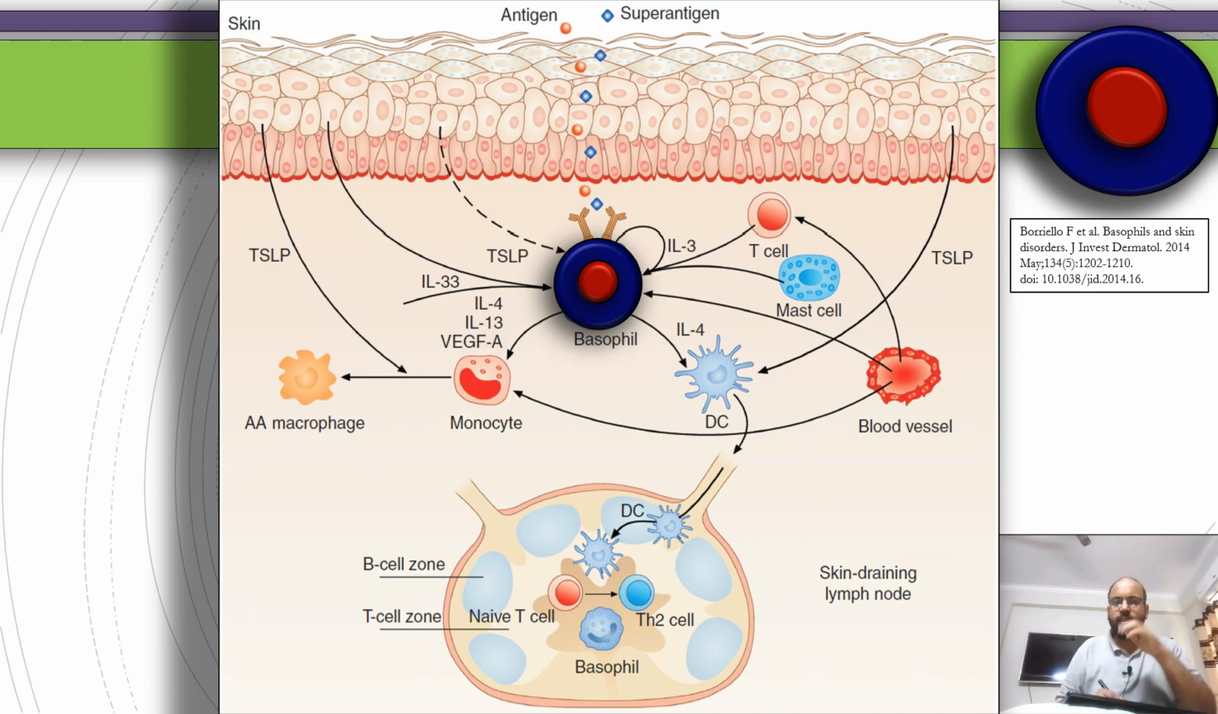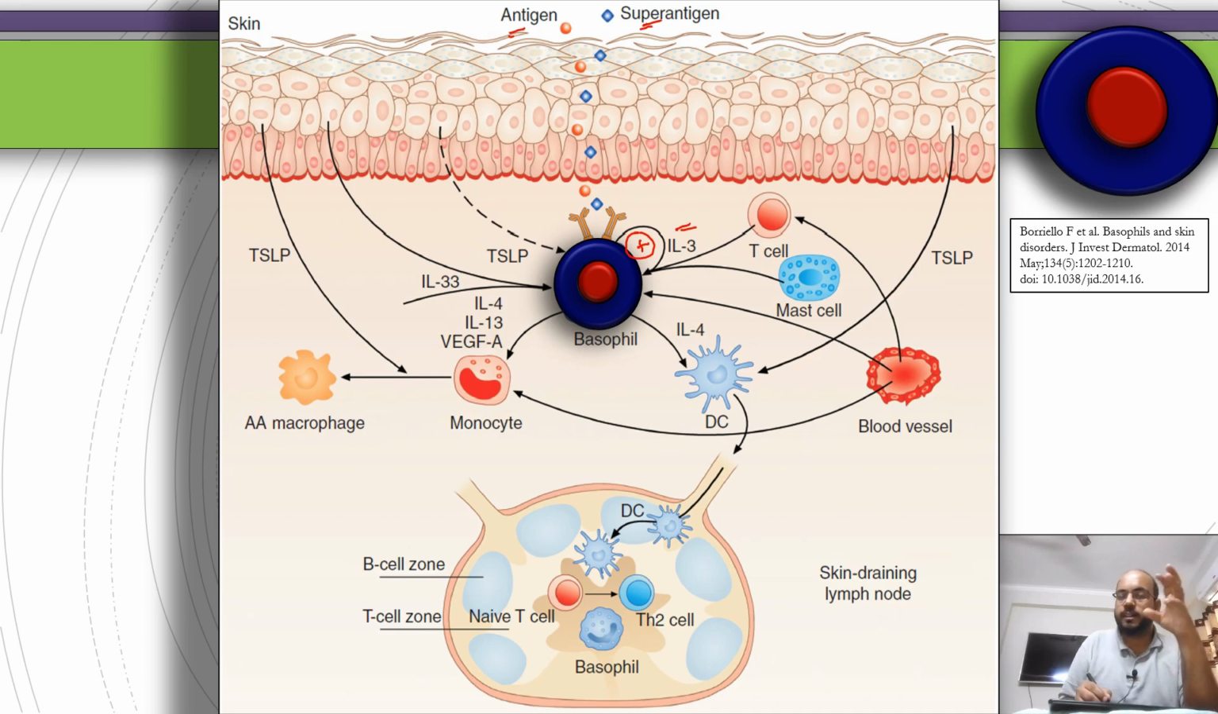Okay. Now this picture is very good. It summarizes all the functions and the physiology of action of basophils. Normally, what basophil does is, upon stimulation by antigens and superantigens, which are just protein molecules derived from the organisms on the skin, basophils can secrete interleukin 3. And this interleukin 3 further stimulates basophils. Again, an example of positive feedback.